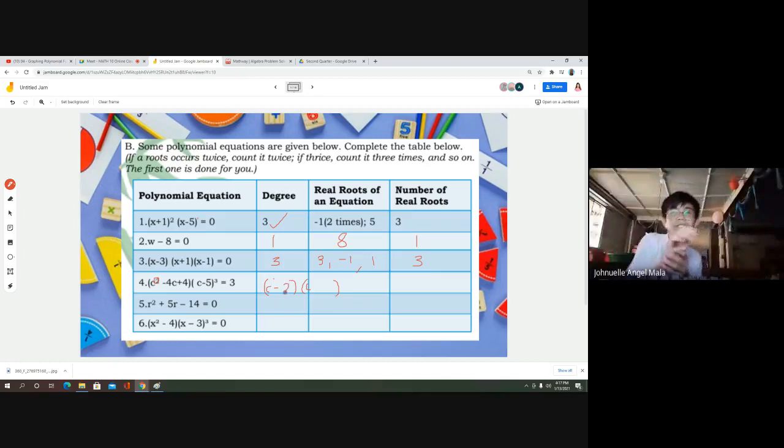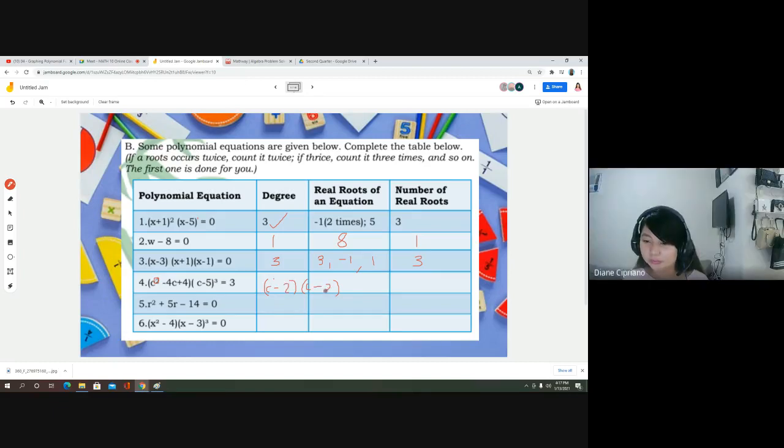Negative 2. Okay. So, para ma-simplify yan, pag finactor natin to, tingnan natin, c times c squared, c times negative 2 is negative 2c, negative 2c, and positive 4. Okay. So, this is the factor of that term. Therefore, ang number of degree mo here is 3.